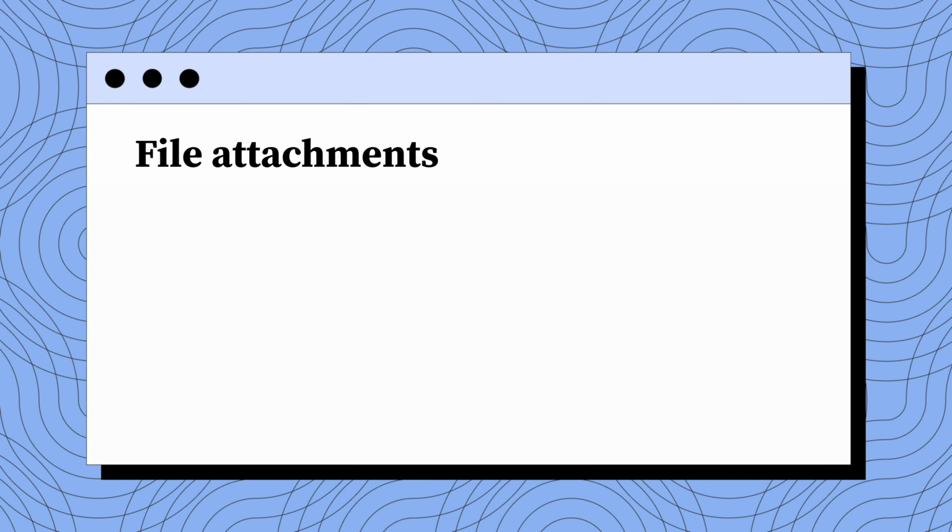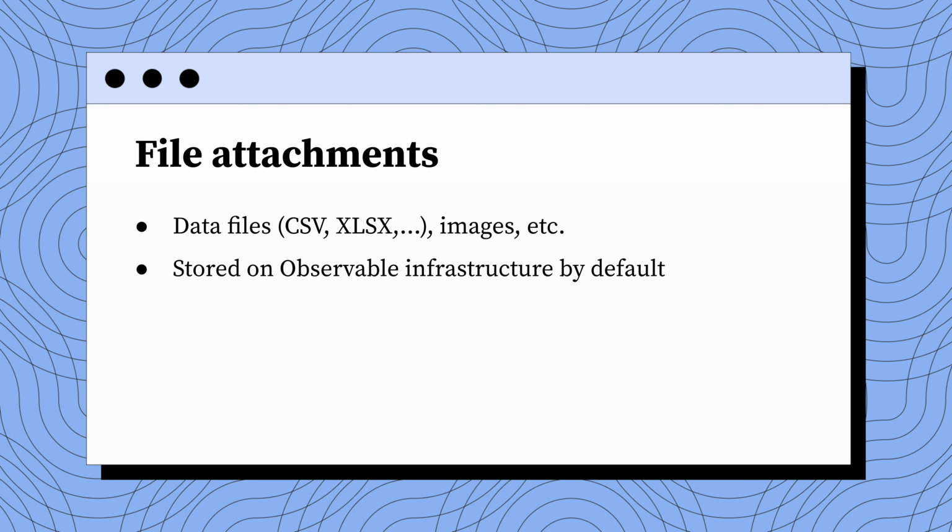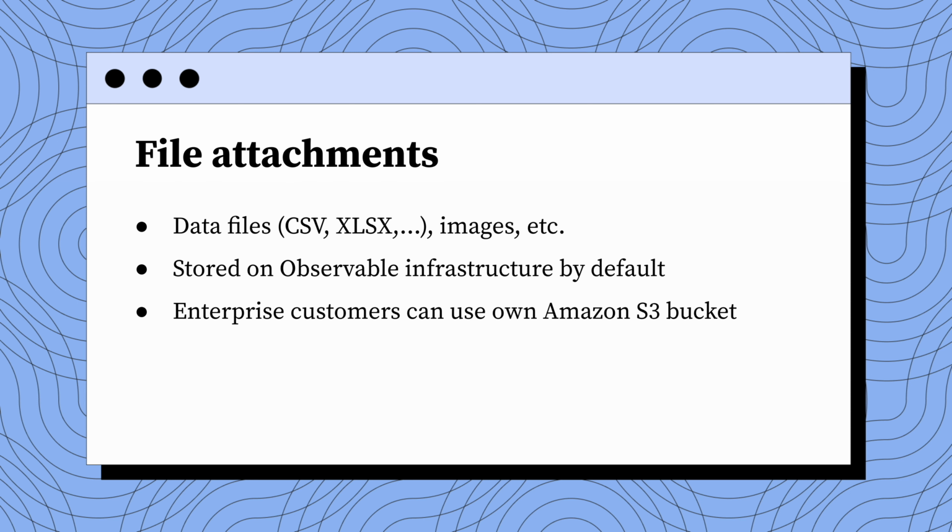Observable notebooks can have file attachments, like data files, images, and so on. These are stored on Observable servers by default, just like notebook code, and are downloaded from there as needed by the browser. Enterprise customers can use their own Amazon S3 bucket to store their file attachments. The data still passes through our infrastructure in this case. Customers can implement their own access to S3 and other services in their notebooks, but in doing so might expose credentials or access tokens. Our proxy provides a convenient and secure way to access file attachments, whether stored in our S3 bucket or yours.